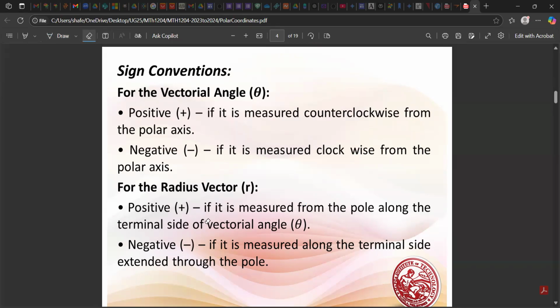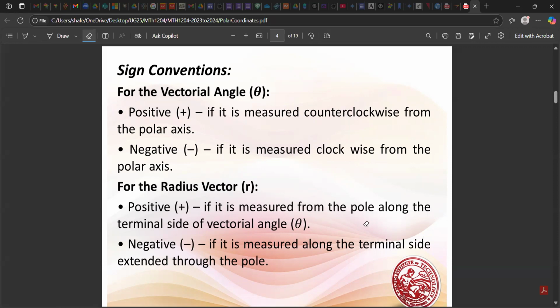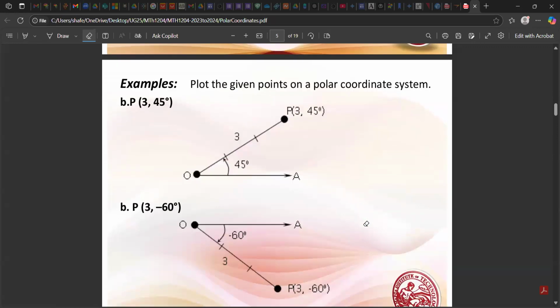And as a consequence, you're going to now see that you can describe a single point, like when you're doing the Cartesian coordinate, a point can only be described one way. With polar coordinates, you're going to see that a point can be described in more than one way, right? So that's something new. So let's take this one.